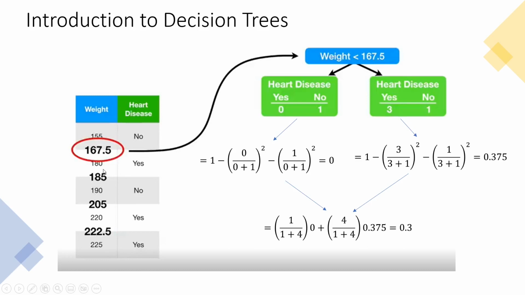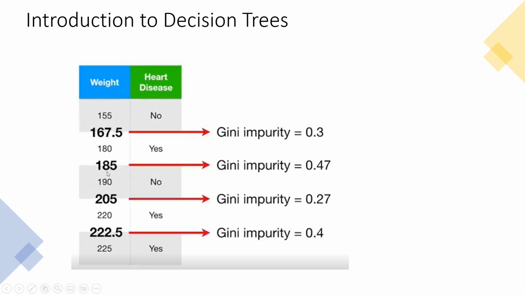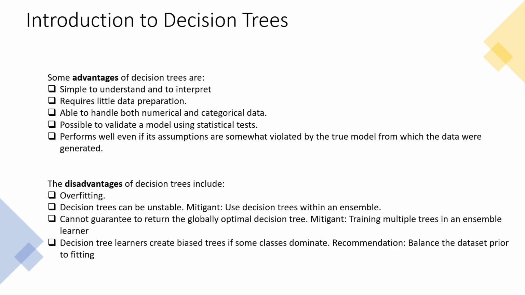And for the rest of the data, 180, 190, 220, 225, they all have weight higher than this number, so they all go onto the right side of the tree. And since we have one patient with no heart disease, we have a 1 here, and we have 3 patients with heart diseases, we have 3 here. Okay, so we calculate all the Gini indexes for these, and we keep constructing our trees based on these Gini impurity indices.